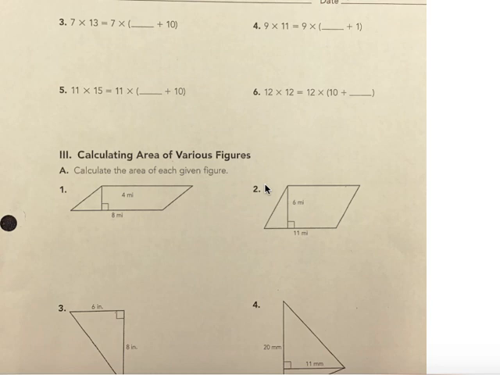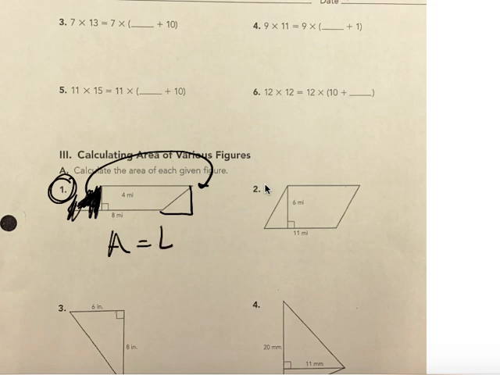The first area is a parallelogram, which we learned today you can move this side over here, eliminating this. So now you do have a rectangle, which means you can use the formula A equals length times width, or base times height, to solve this. The same thing with number 2.